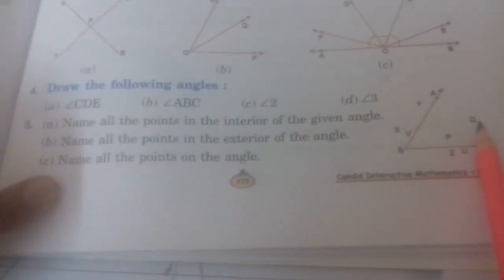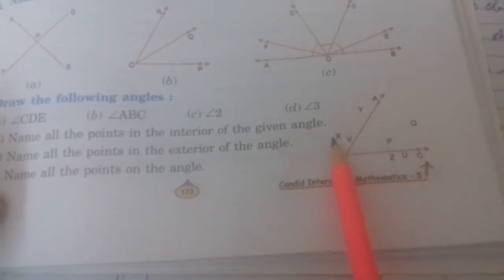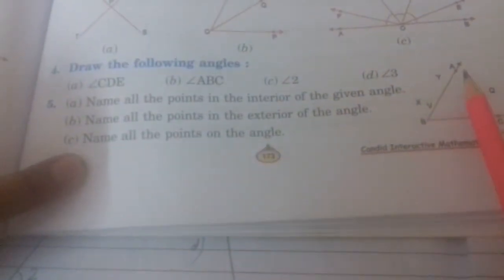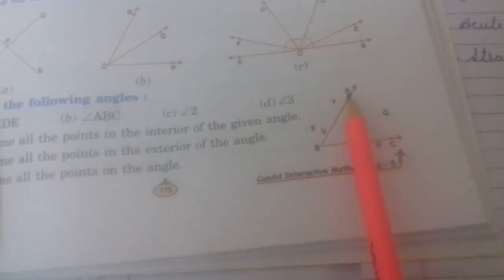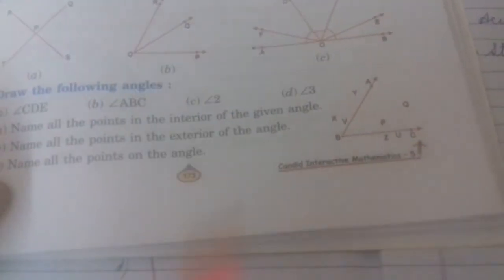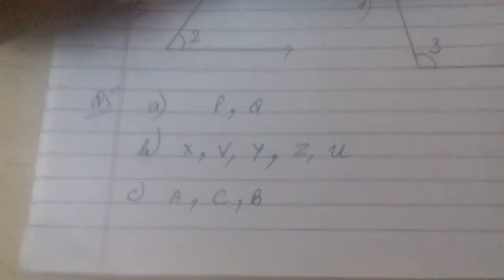Second part, name all the points in the exterior. Exterior means outside. So what are the points? X, V, Y, Z and U. Third part, name all the points on the angle. Which points are on the angle? A, B is on the angle, C is on the angle. So this way you have to write the answer of the ABC part.